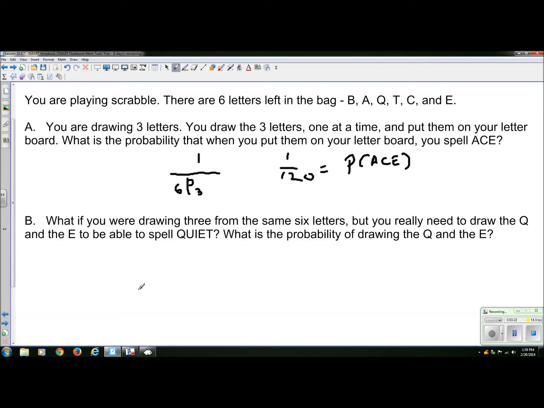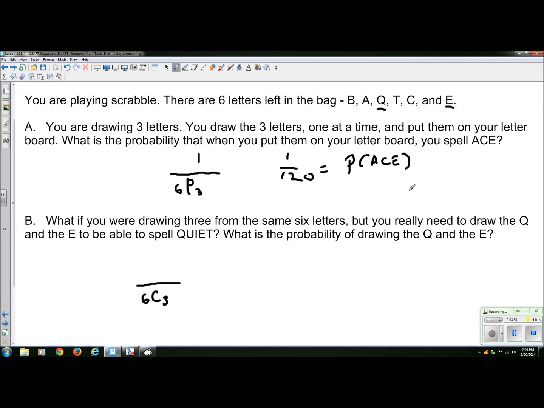So in this case, we're going to be talking about combinations. What we need is the number of favorable events, that's drawing a Q and an E, and then we also need the number of total events. We can do the number of total events just like we did above, except instead of permuting them, we're more interested in combining them. So we're going to say 6 combined with 3, or 6 choose 3, as our denominator. Let's think about what we need. We need the Q, and we need the E. So out of the 3 things we're drawing, 2 of them we have to have.